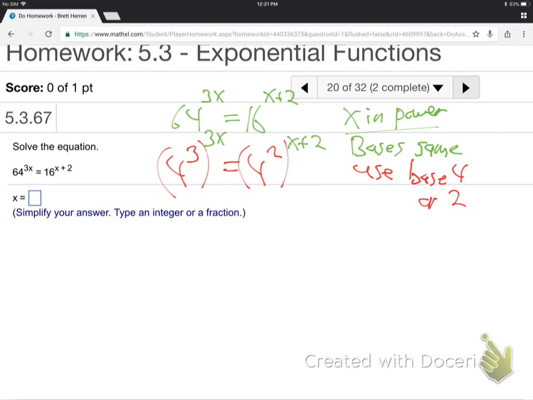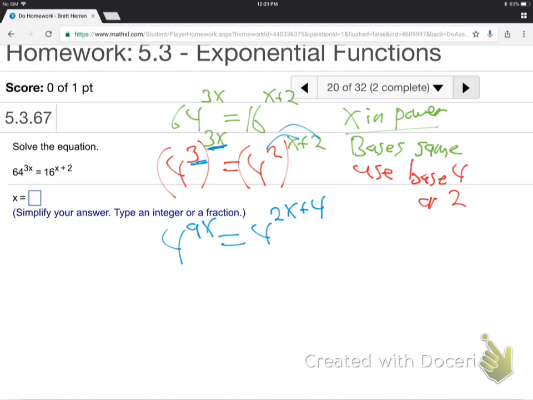And now, remember the rule from algebra? Powers outside parentheses multiply powers inside. So this 3x is going to multiply that, be 4 to the 9x. And this guy's going to multiply here to be 2x plus 4. So the 9x equals 2x plus 4. See what happened? Now you can set the powers equal. Same bases, you can just set the powers equal.